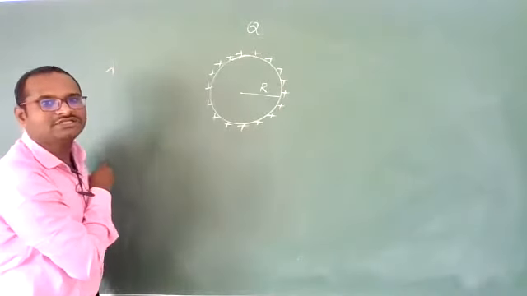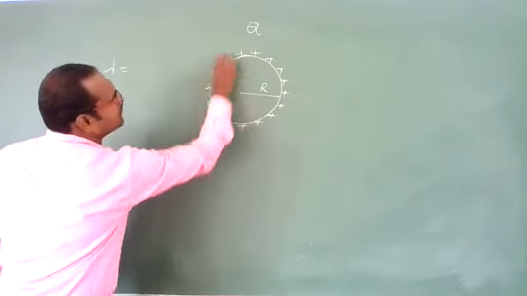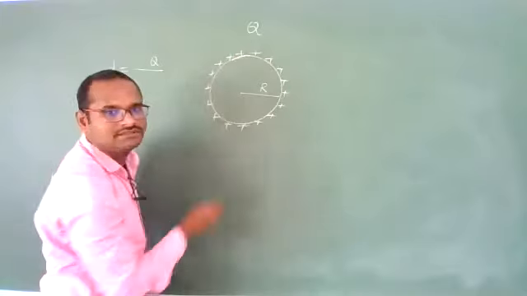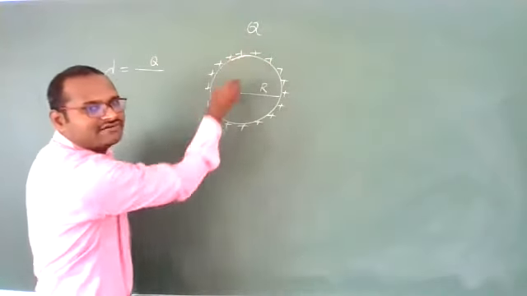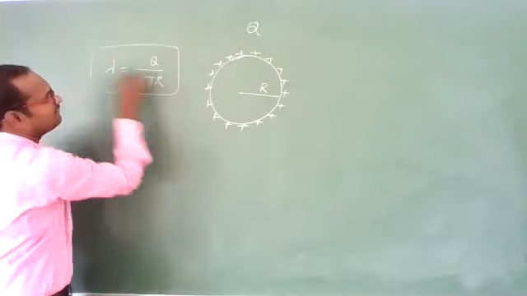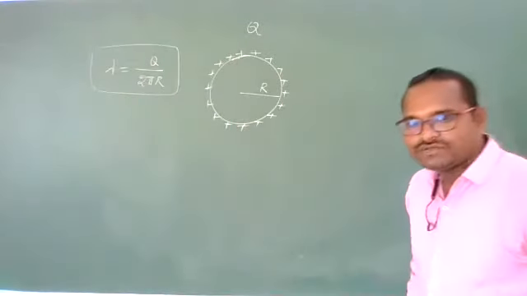What is lambda? Charge per unit length. What is the charge distributed on this total surface? Q. Yes. And what will be the length of this ring? Length of this ring is nothing but circumference. That is how much? 2 pi r. Yes. So this is lambda for this ring. Clear? Did you understand?